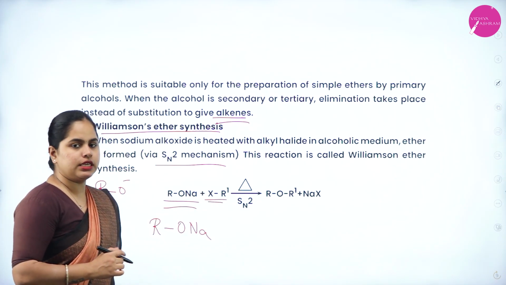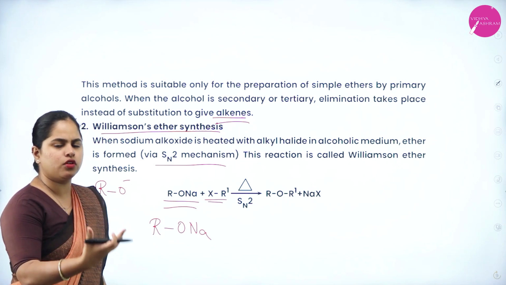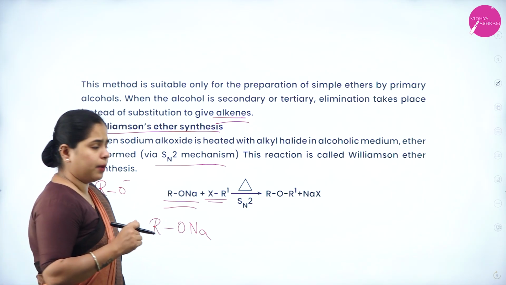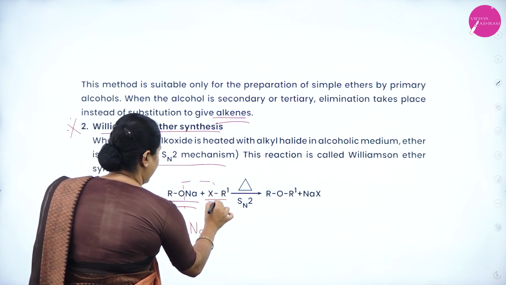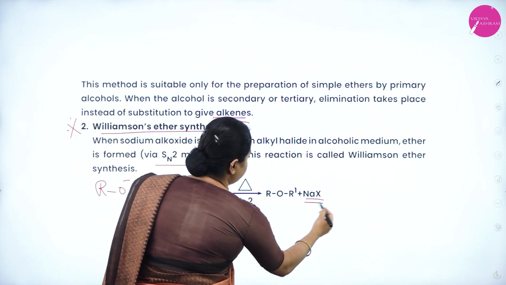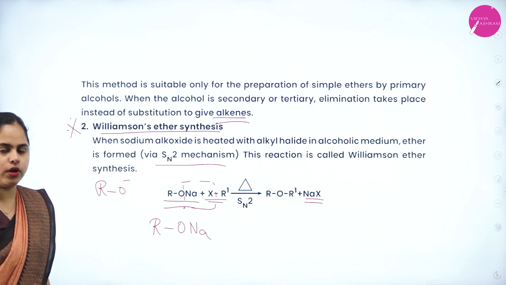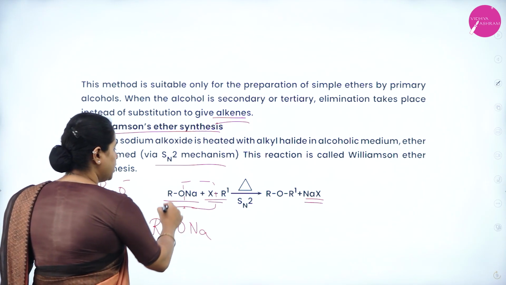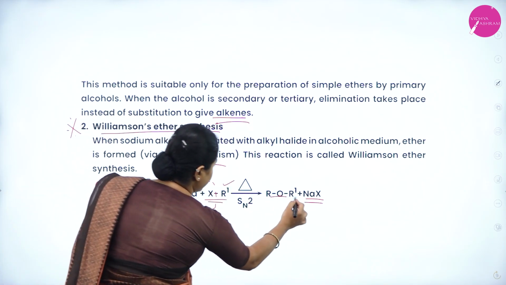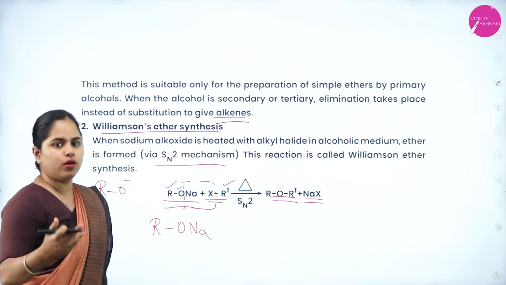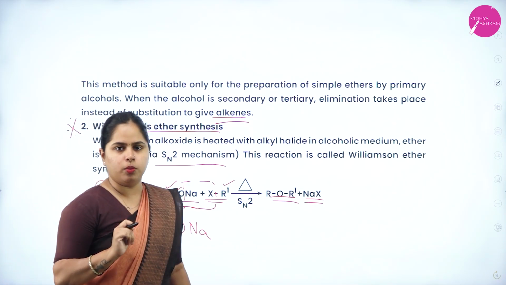So this X you can see it can be chlorine, bromine, iodine based on which halogen you are going to take. Now what happens here? The sodium and the halogen will be removed as the sodium halide. It can be sodium chloride, sodium bromide based on which halogen you are using. Now what is there? RO, R dash, again you are getting your ether according to SN2 mechanism. Okay, I hope it is clear.